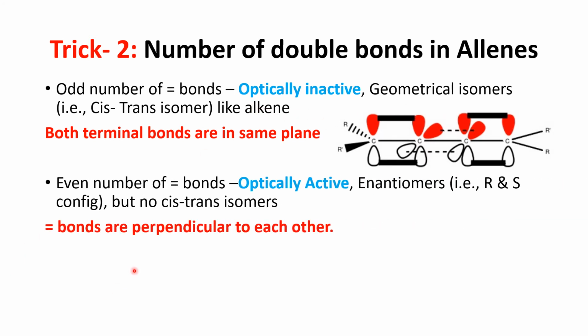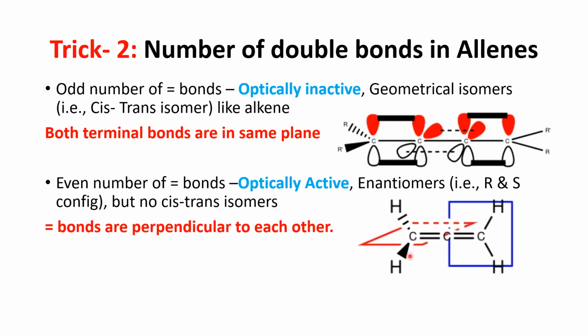In the case of an even number of double bonds, it's optically active and it shows enantiomers, that is R and S enantiomers. But it does not show cis and trans isomers. Why is it so? Because with an even number of double bonds, one is perpendicular to the other one. See this picture, it clearly shows one of the double bonds perpendicular to the other. This is the second trick which you need to keep in your mind. One is odd number, another is even number. Odd number is optically inactive and shows geometrical isomerism. Even number is optically active and shows enantiomers, with the double bonds perpendicular to each other, not in the same plane.